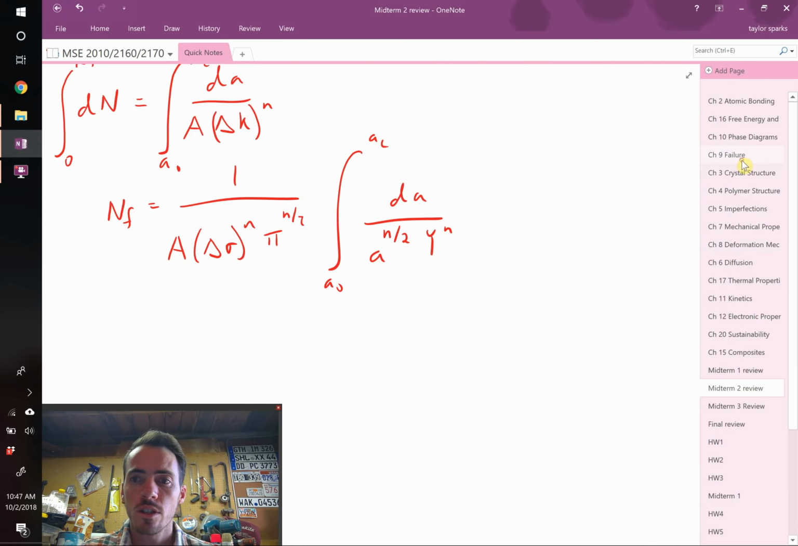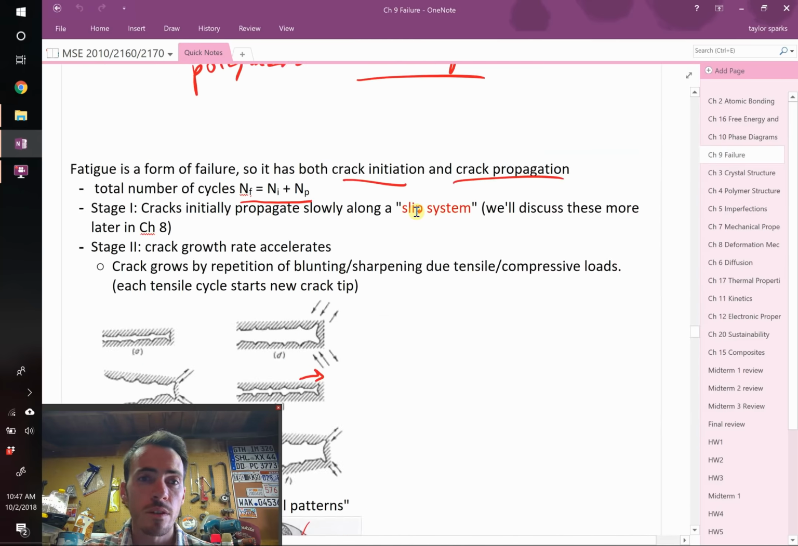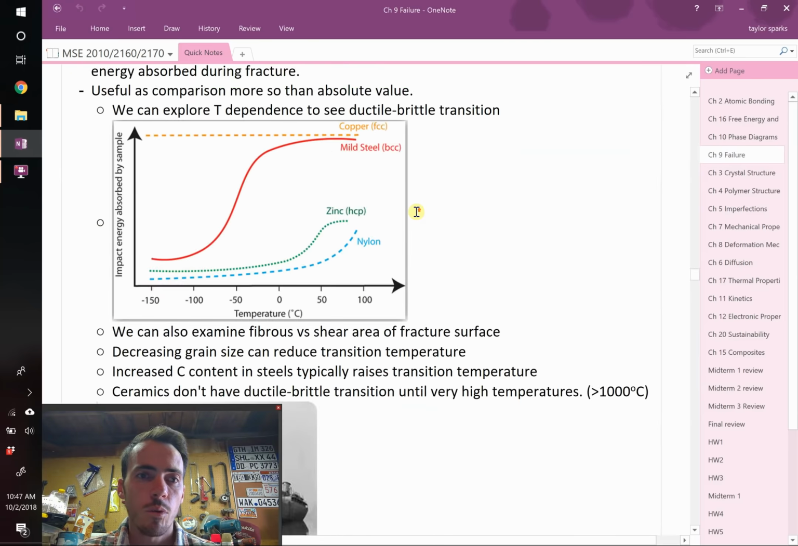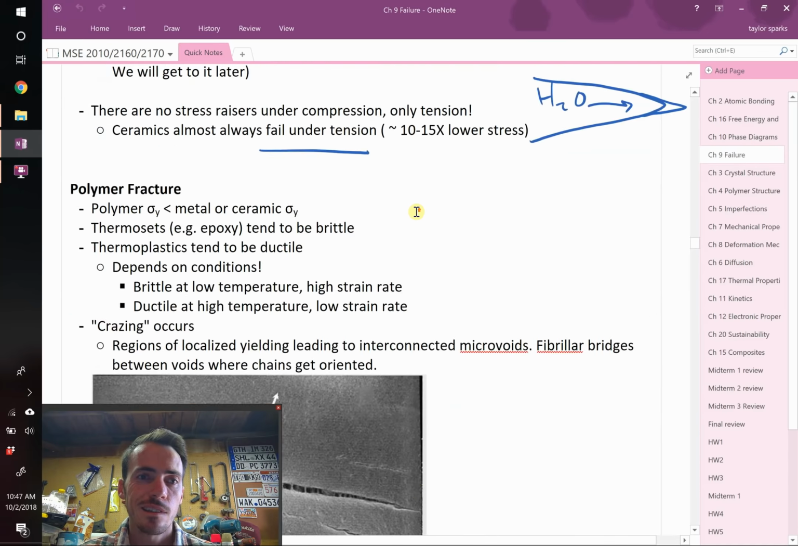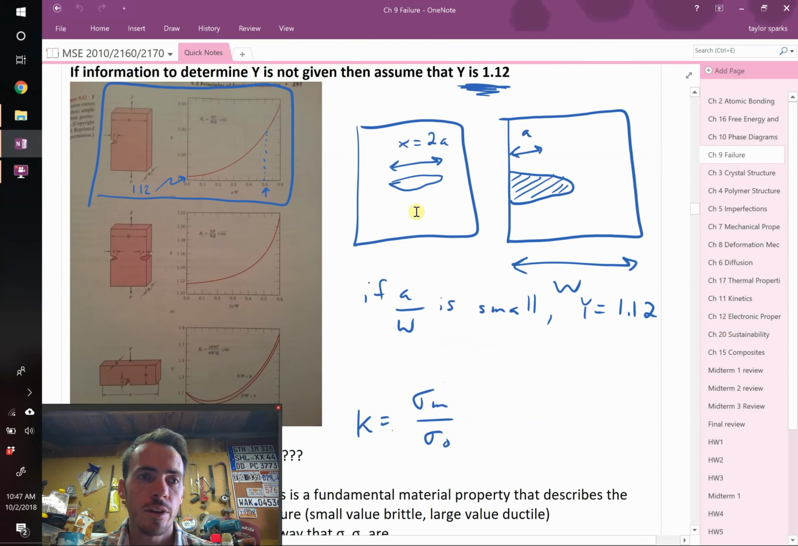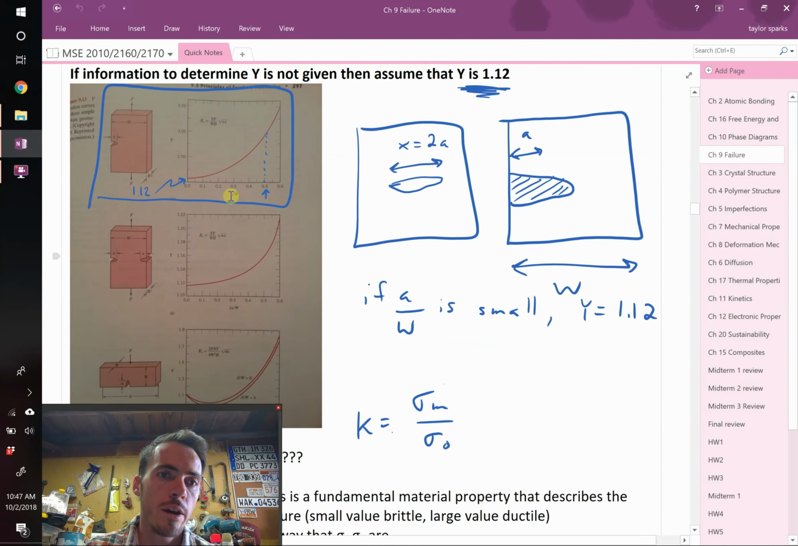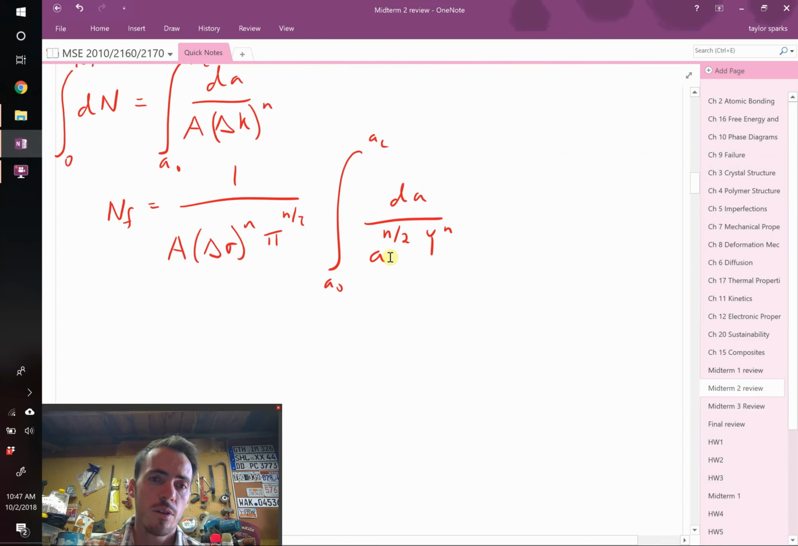If we go back to chapter 9, we can see that. Right here is Y plotted as a function of a over W. Here's a, your crack size, and W is your full width. So technically, as it gets larger, say when it's halfway across, Y is a very different value. It's only in this limit of it being small that it's a constant. So if we assume that it's a constant, then we could bring Y out of the integral.